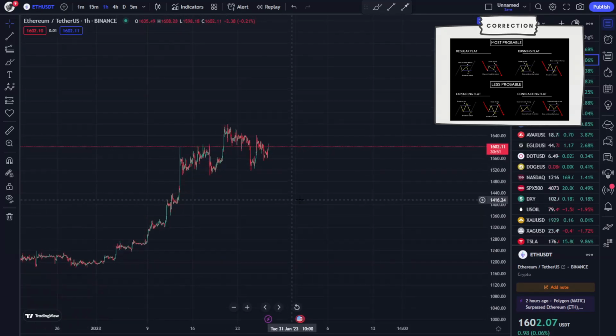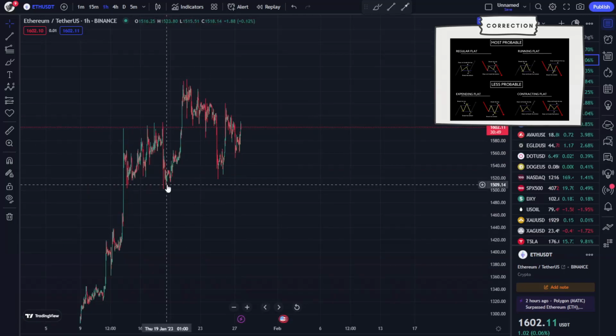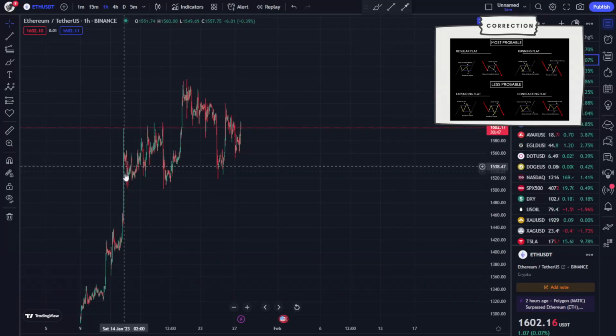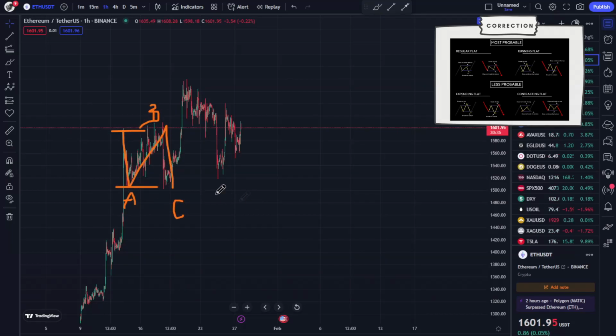All right, this expanding was okay. It didn't break the bottom, that's why I'm calling it expanding. It breaks the top and the bottom. So for your information, the expanding is this: you have your A move, a B move that breaks the bottom and the top, and a C move that breaks the bottom. So this still goes up.